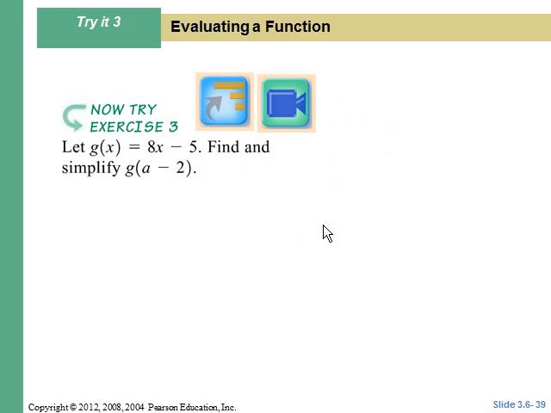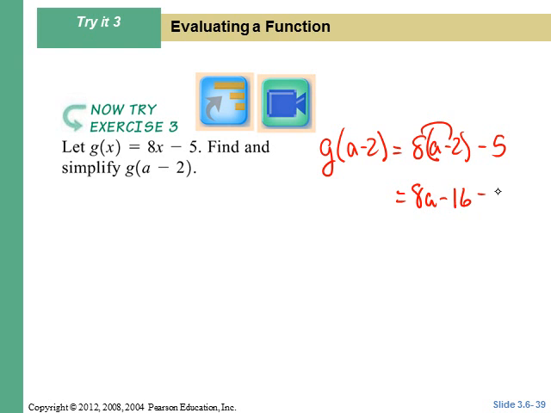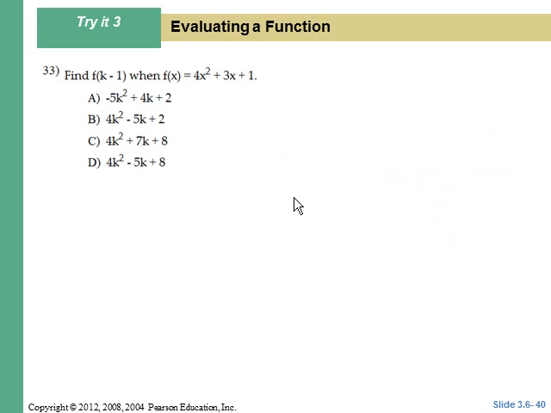Try this one. Okay, so g of a minus 2 is 8 times a minus 2 minus 5. 8a minus 16 minus 5. 8a minus 21. So g of a minus 2 is 8a minus 21.